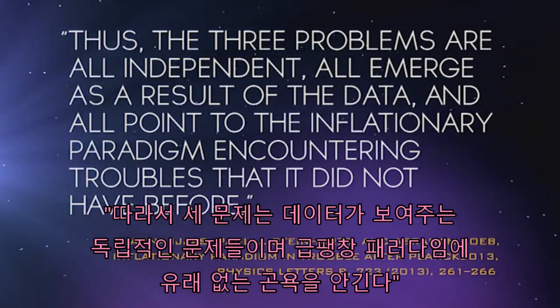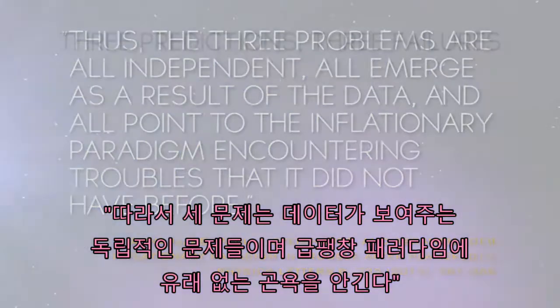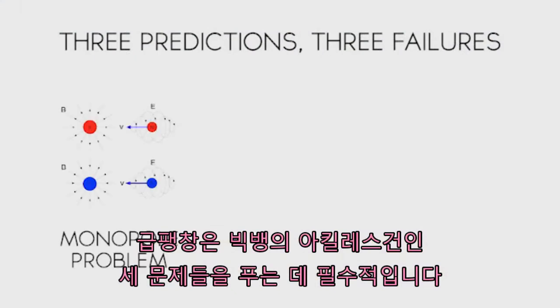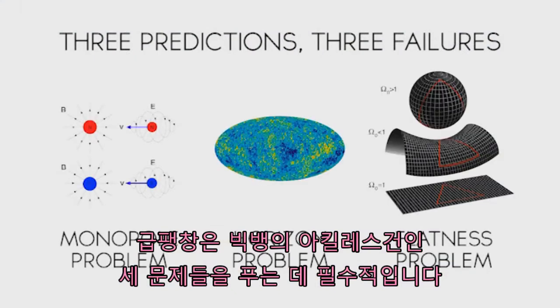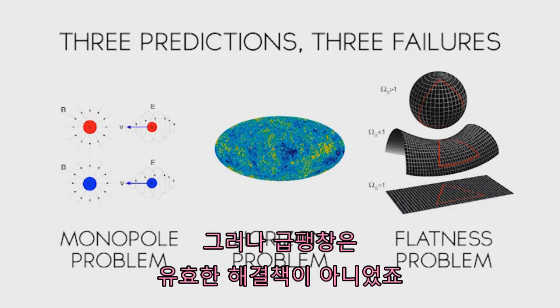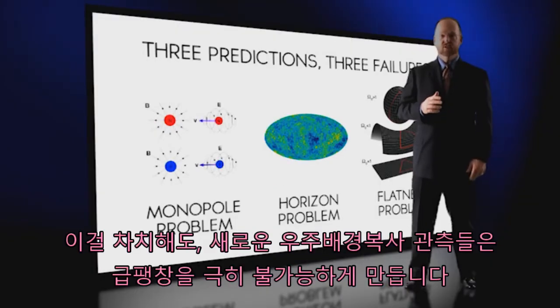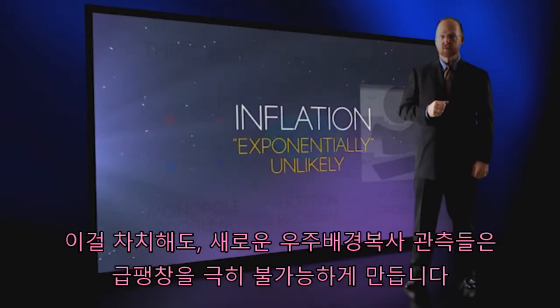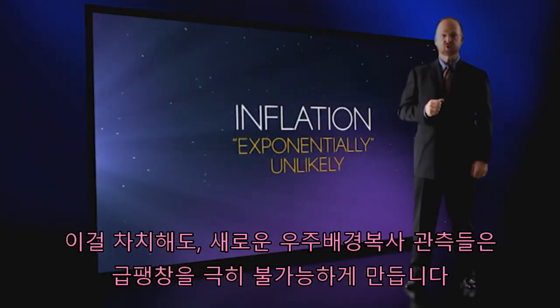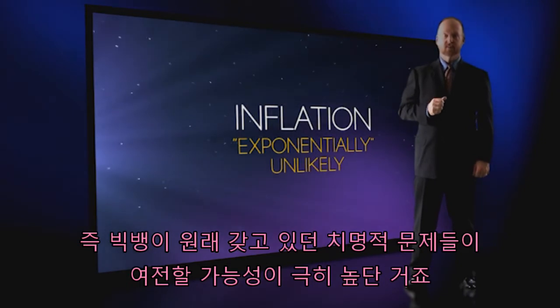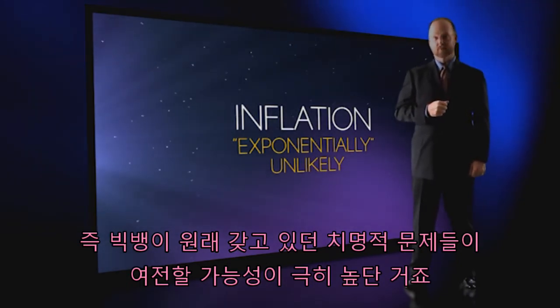Thus, the three problems are all independent, all emerge as a result of the data, and all point to the inflationary paradigm encountering troubles that it did not have before. Remember, inflation is necessary to solve three problems that would otherwise be fatal for the idea of a Big Bang. We already discussed that inflation isn't a valid solution anyway. But even if you set that aside, new observations of the CMB make inflation look extremely unlikely, which means it's extremely likely that the Big Bang model has those original fatal problems again.